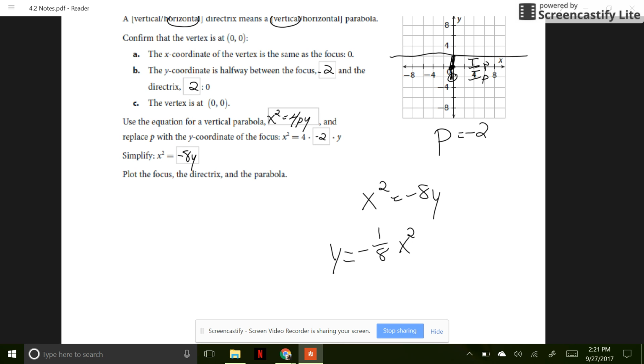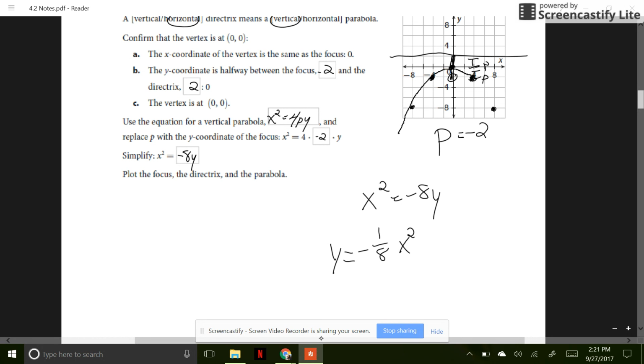So it looks like I should have one at 4, -2. Sorry, my stuff is in the way. And then at -4, -2. And also looks like we've got some at -8, -8, and +8, -8. So when I graph my parabola, it's going to look a little bit like that.